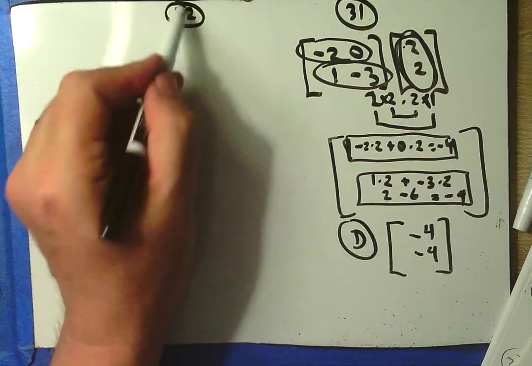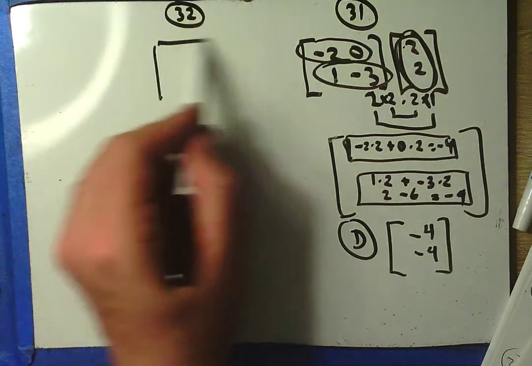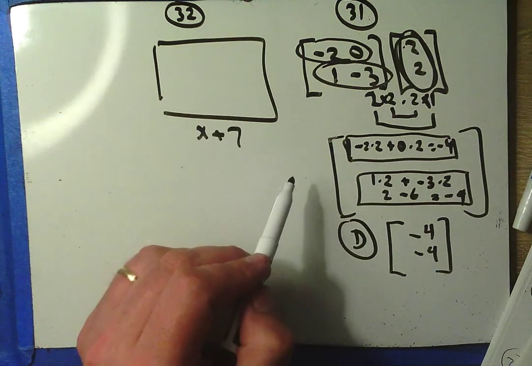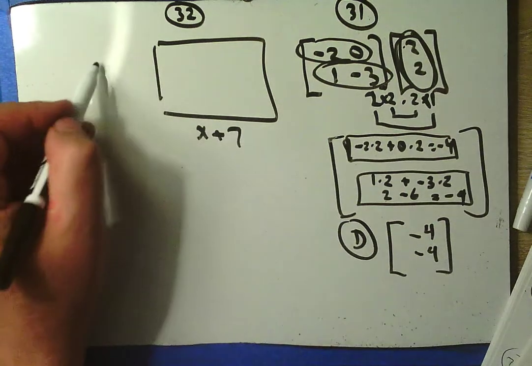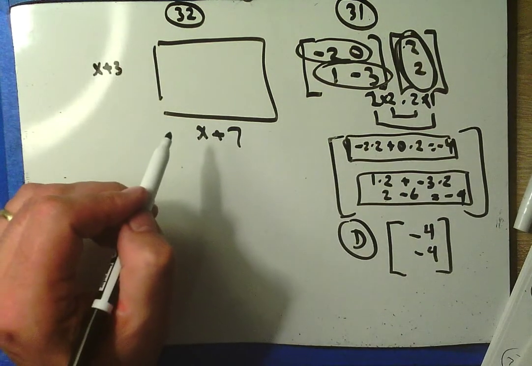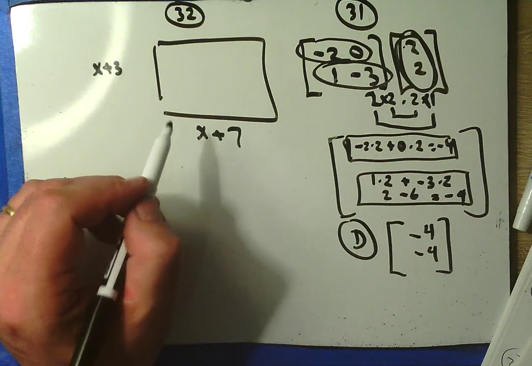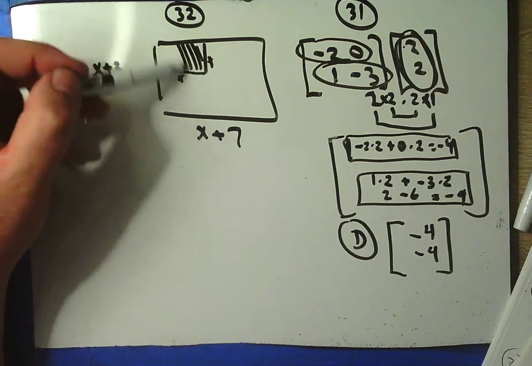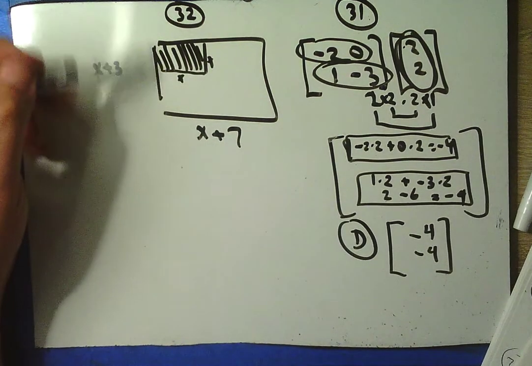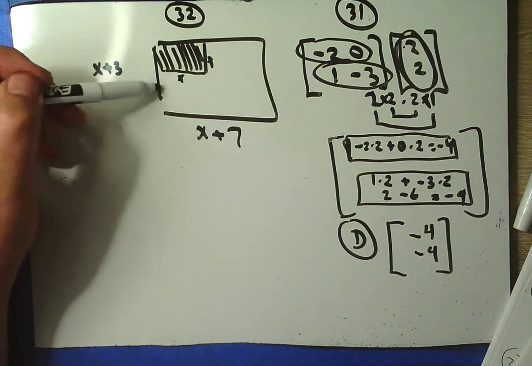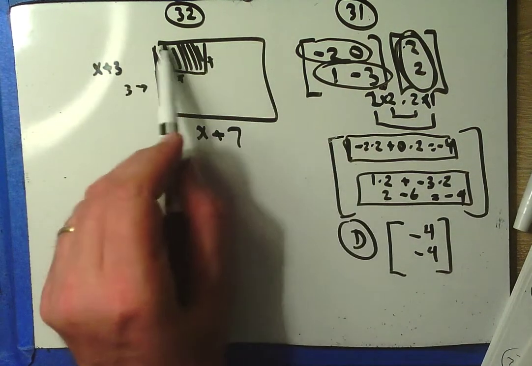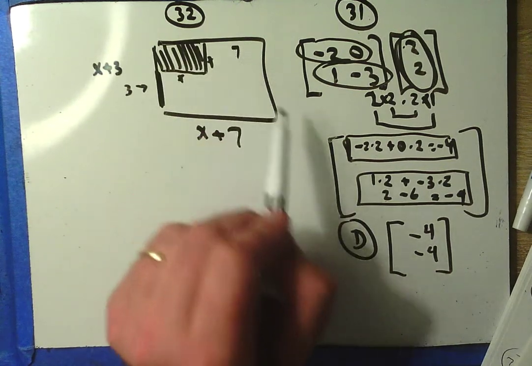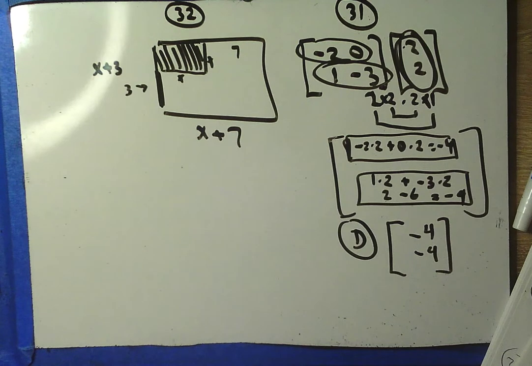Okay, 32. A playground is x plus 7 units long, and x plus 3 units wide. If a square with side length x is sectioned off, so this is x by x, if we take that out, and this was x plus 3, then we know this is only 3 here. And if this is x plus 7, but we take x out, then we know this is 7. Alright, what are we supposed to do with this? To make a sandpit, which of the following could be the remaining area in the playground?